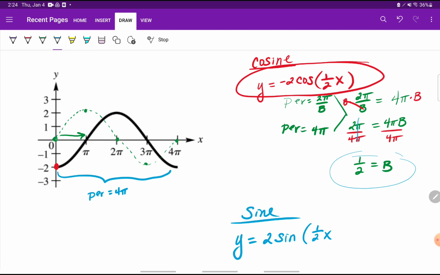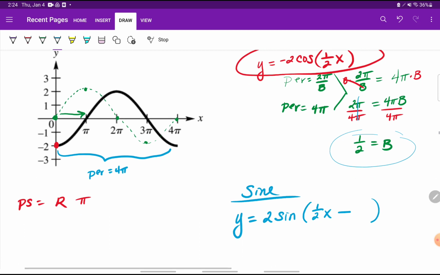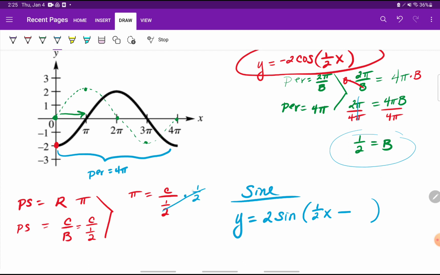We have shifted, right, would have been at the origin, to the right pi. Well, since we're shifting to the right, I know it's going to be a minus in my equation. Our formula for phase shift is C over B. I know what B is. It's a half. So now I'm just going to take these two and set them equal to each other and solve for C. So I'm going to multiply both sides by a half. And that gives us pi over 2 is equal to C.